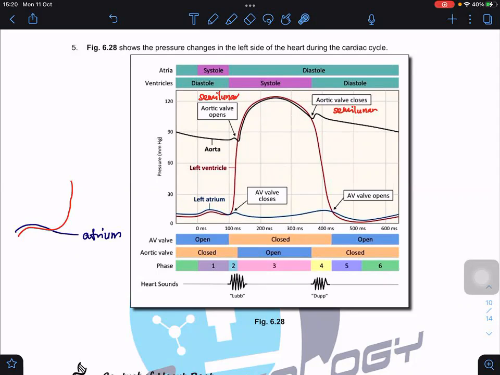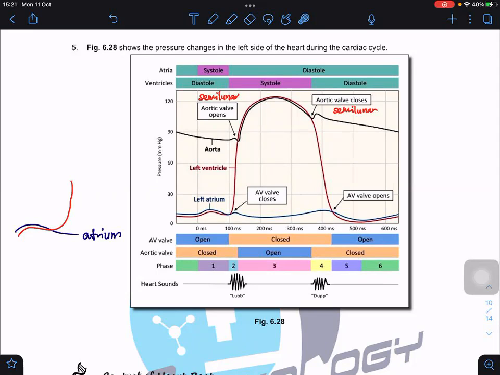When the pressure inside the left ventricle is lower than the pressure in the atrium, the blood in the atrium, with the higher pressure, will push open the AV valve, allowing the blood to enter into the ventricle. The closure of the AV valve produces the first heart sound, lub, and the closure of the semilunar valve produces the second heart sound, dup. So lub, dup, lub, dup. This is how one cardiac cycle takes place. So with this, I have done the cardiac cycle.